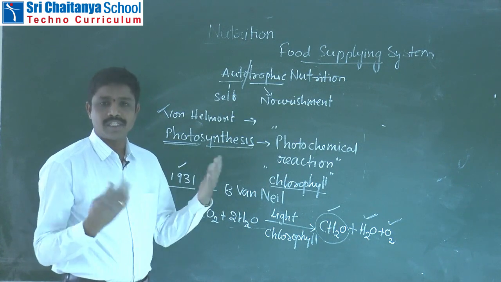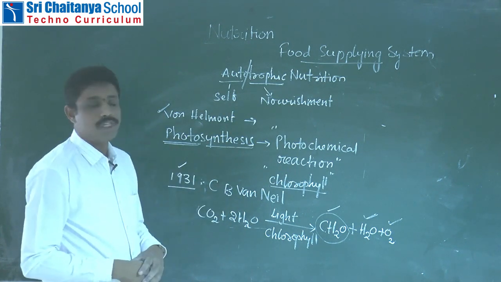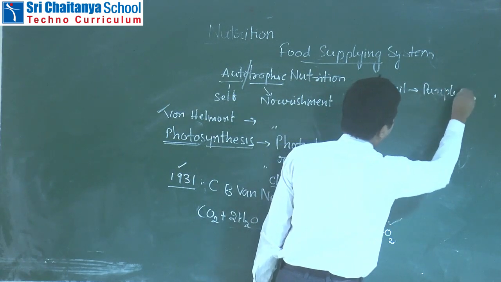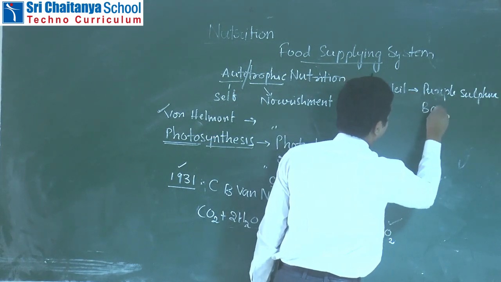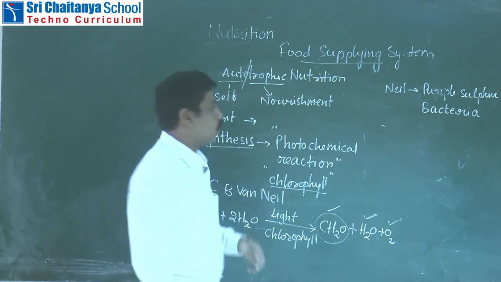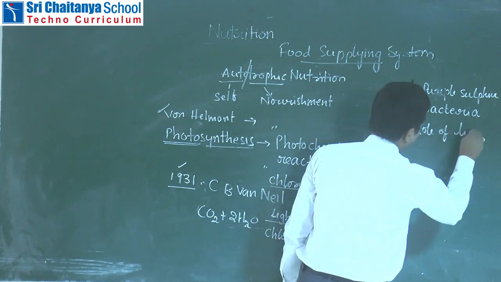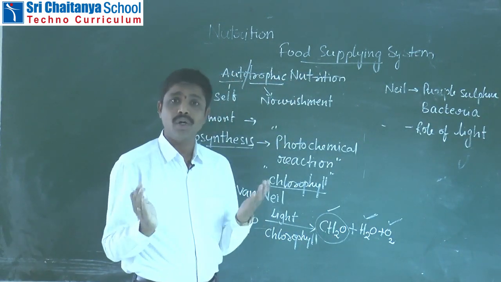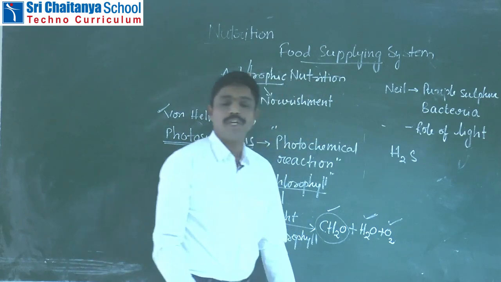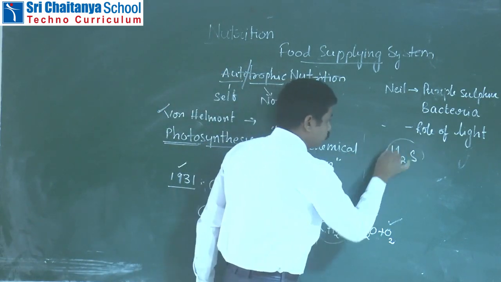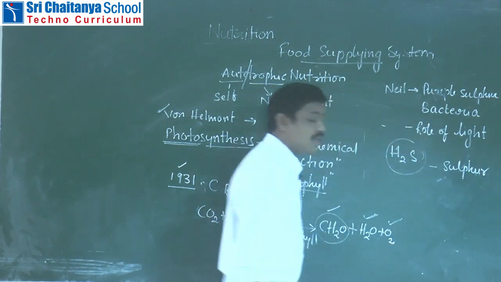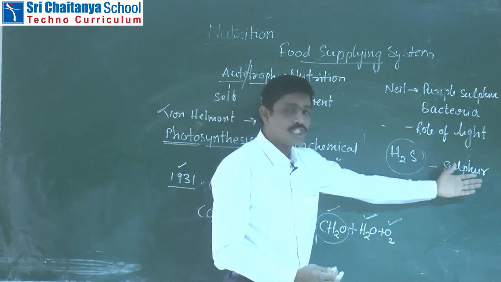And later on, several scientists conducted several experiments. They also conducted experiments on purple sulfur bacteria. And he said that light plays a major role in the process of photosynthesis. But actually, they didn't know the mechanism of photosynthesis. Here, they used H2S as a starting material instead of H2O. Whenever you use H2S as a starting material, sulfur is released into the atmosphere instead of oxygen.